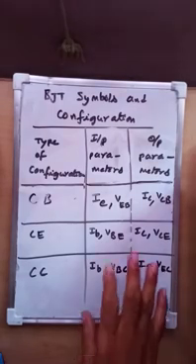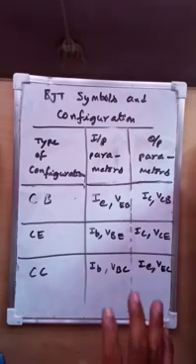So these are the different input and output parameters of the BJT, bipolar junction transistors.